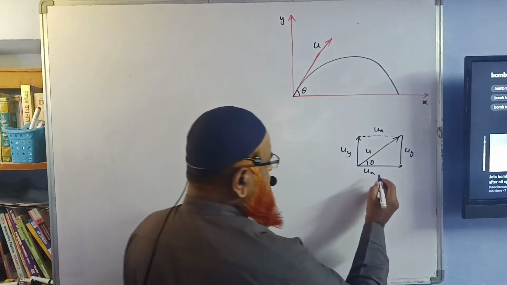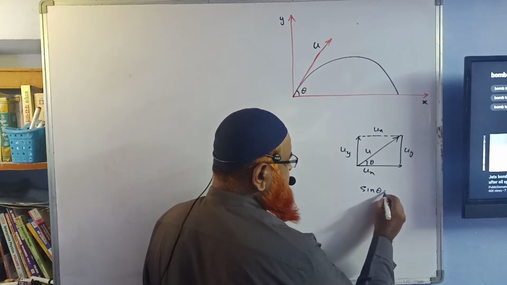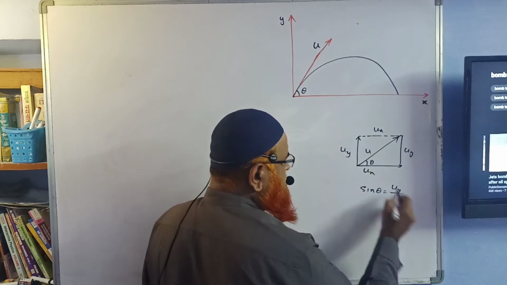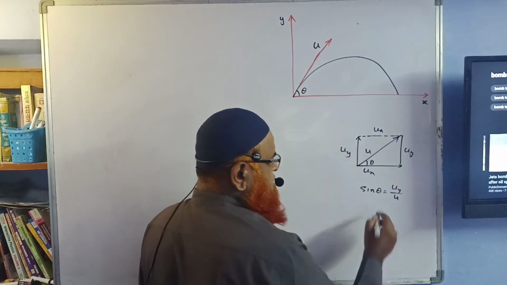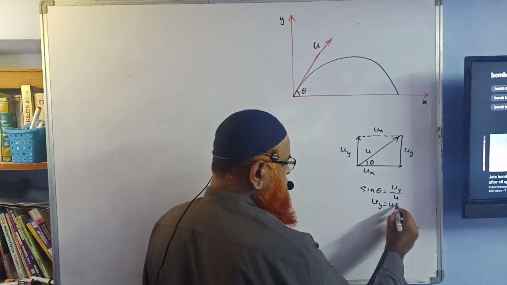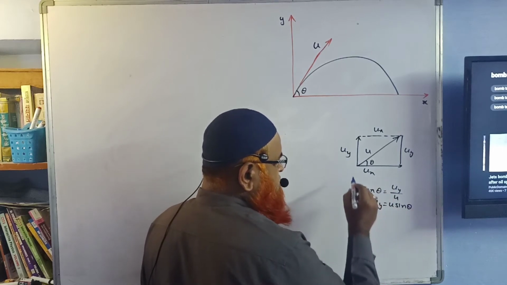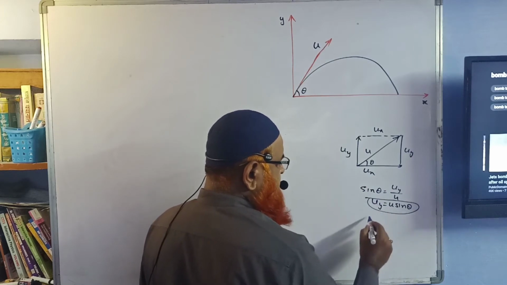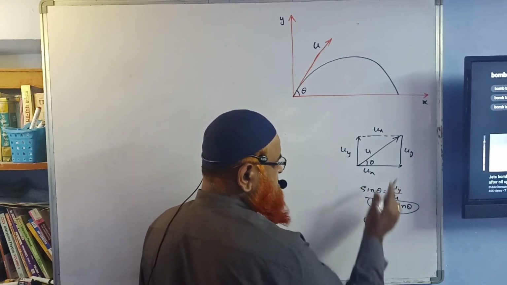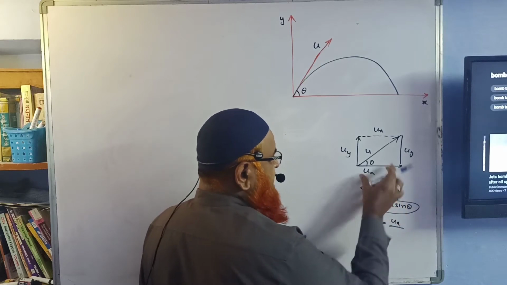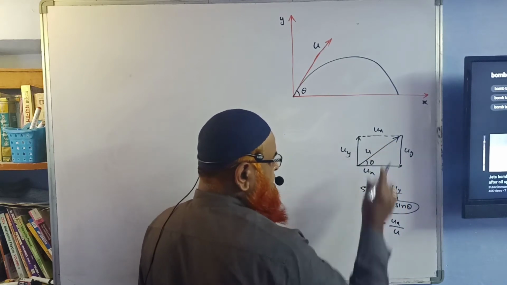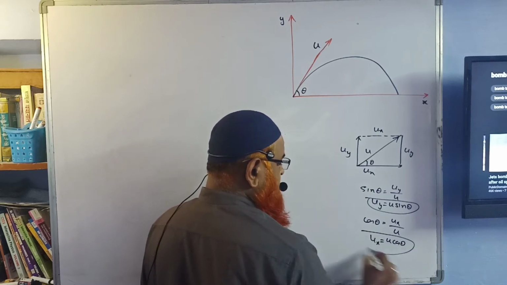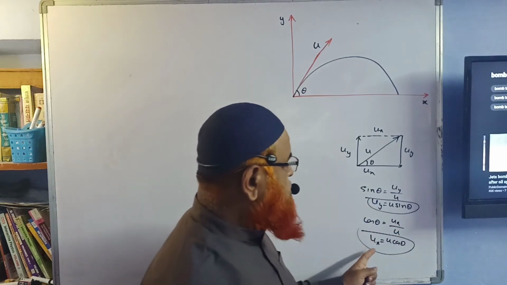Then now let us see what is uy here. If you apply sin theta, it means opposite side uy by hypotenuse u. Therefore uy is equal to u sin theta. So we got the value of uy, which is u sin theta. Then what is the value of cos theta? Here cos theta is equal to the adjacent side, that is ux, over the hypotenuse u. Then if you want to find ux, it is going to be u cos theta. Okay, so we got the values of the ux and uy components.